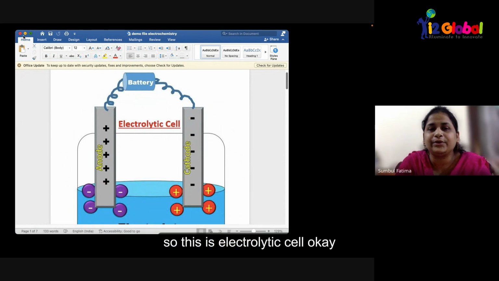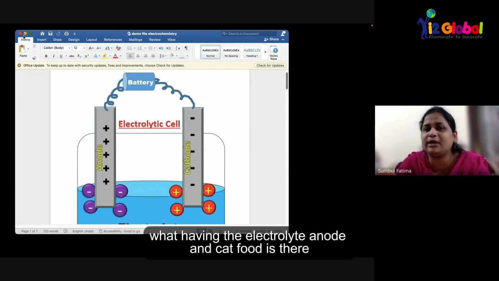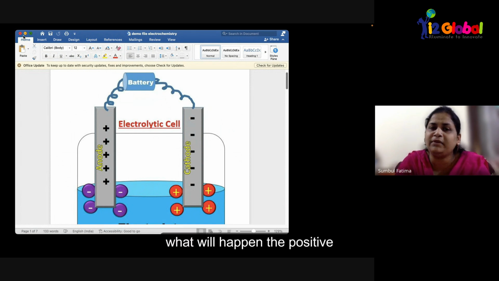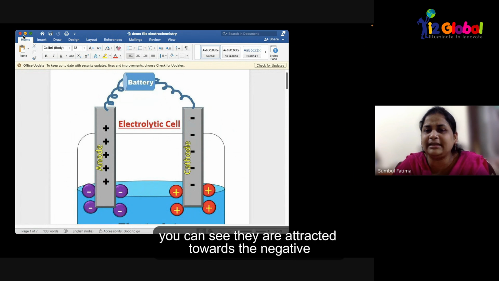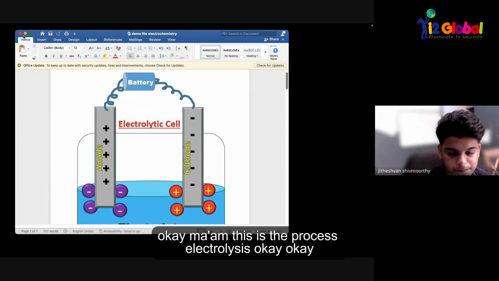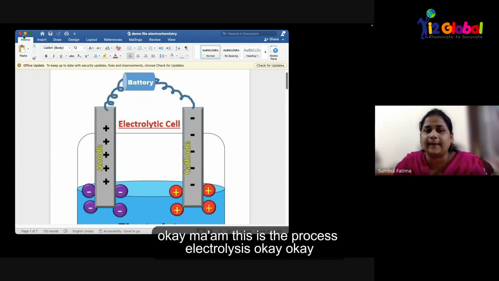So this is an electrolytic cell. You have the electrolyte, and the anode and cathode are there. When you pass the current from this battery, what will happen? The positive ions are attracted towards the negative, and the negative are attracted towards the positive. This is the process of electrolysis.